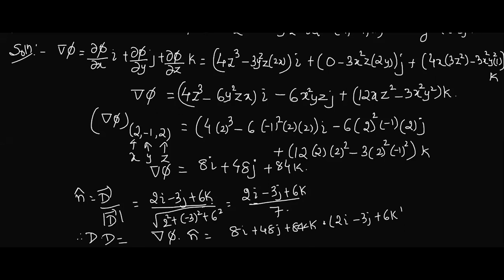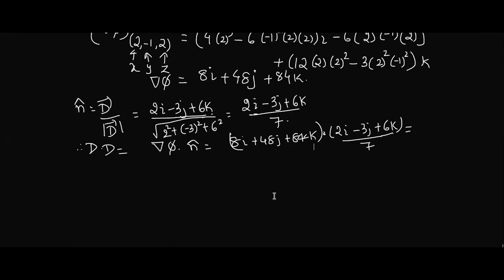I'll give you 1 minute. Solve it and tell me what is the answer. 376 by 7. Very good. Yes, 376 by 7 is the directional derivative. Got it? Hope all are getting the same answer. Is the concept clear?